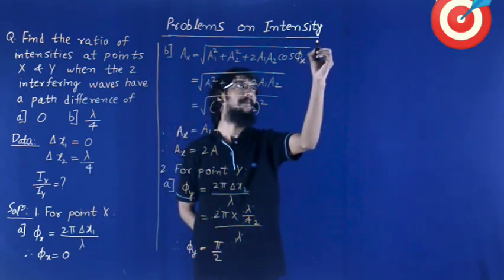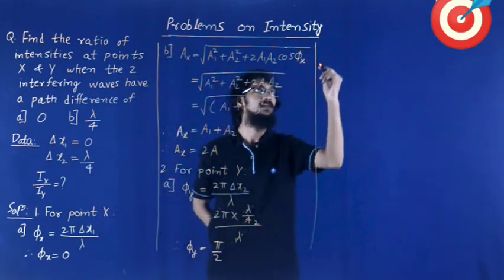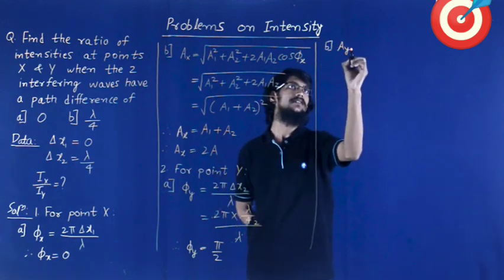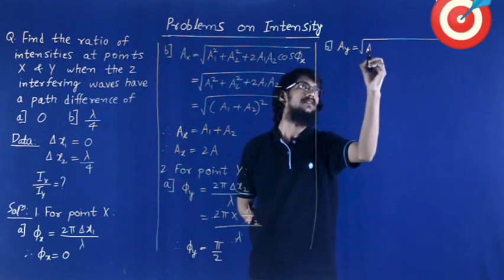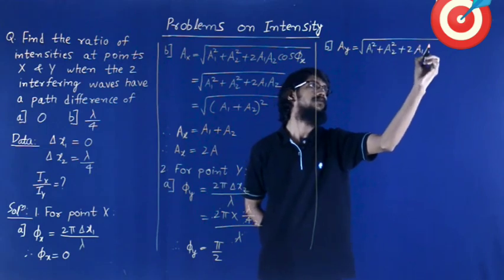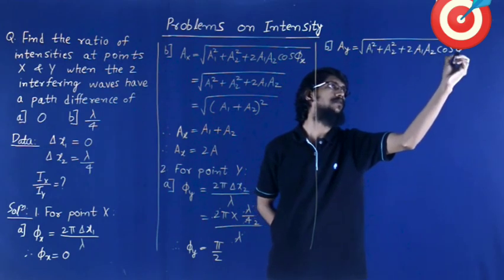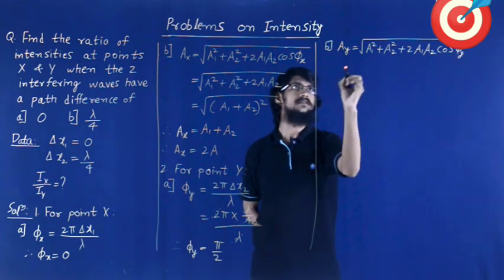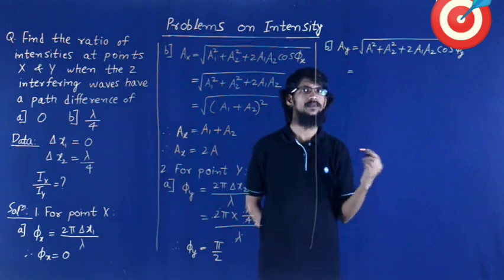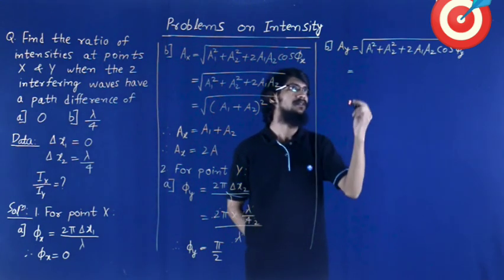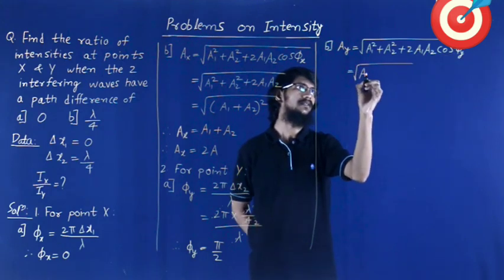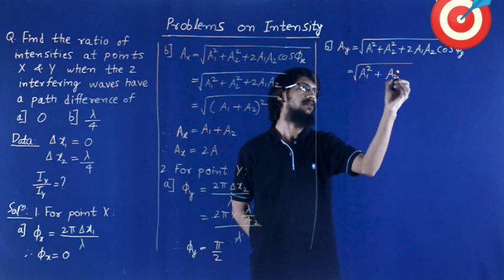Now let's say step number B: the resultant amplitude at point y would be square root of again a1 square plus a2 square plus 2a1 a2 cos of phi at point y. Now phi has come as pi by 2. We know cos pi by 2 is 0. So this term will be 0. So we will only get a1 square plus a2 square.